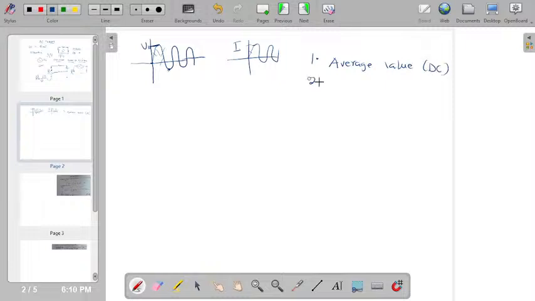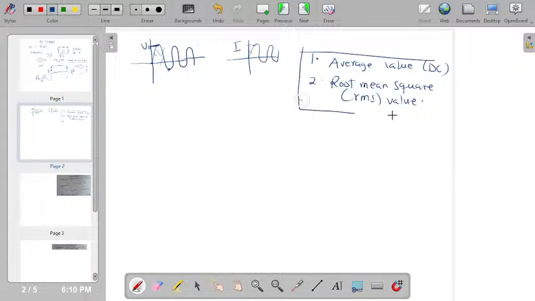The second is what we call the root mean square value. In short, we say RMS value. These are the two values we determine from an AC circuit in order to analyze it efficiently. Now, having known this, let me take you through what happens when a DC current passes through a capacitor.